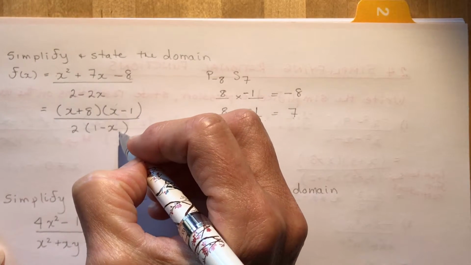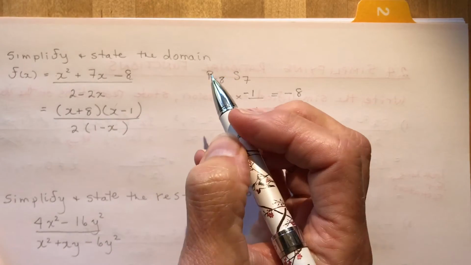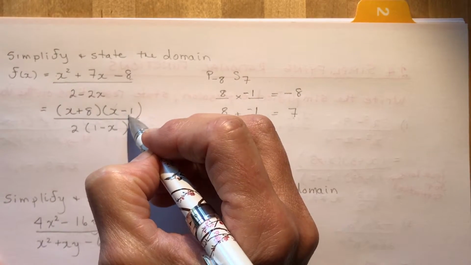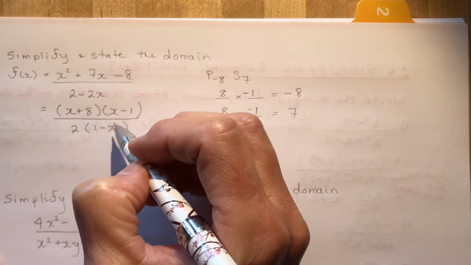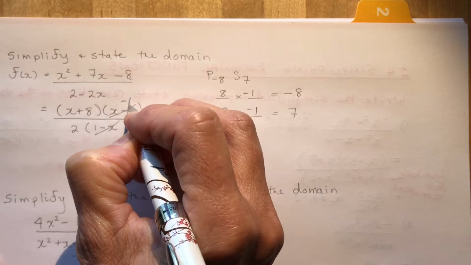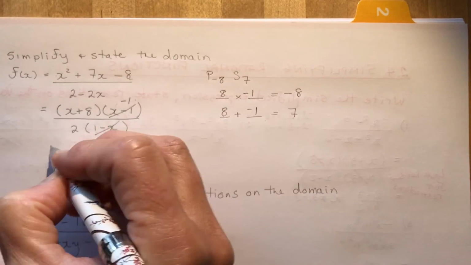x minus 1, 1 minus x. So again, plug in. You can plug in a different number. Let's try 3 this time. 3 minus 1 is 2. 1 minus 3 is minus 2. Aha! They give the same answer, but different signs. So that goes into here, negative 1 times.